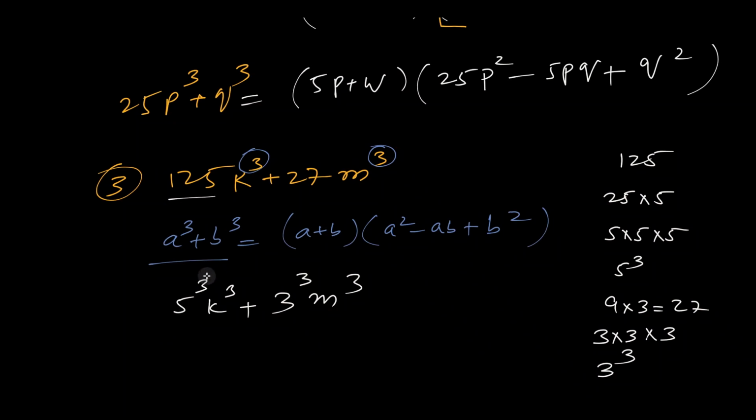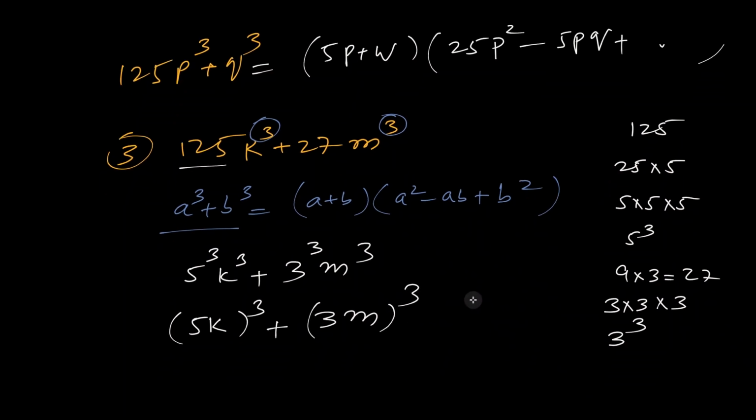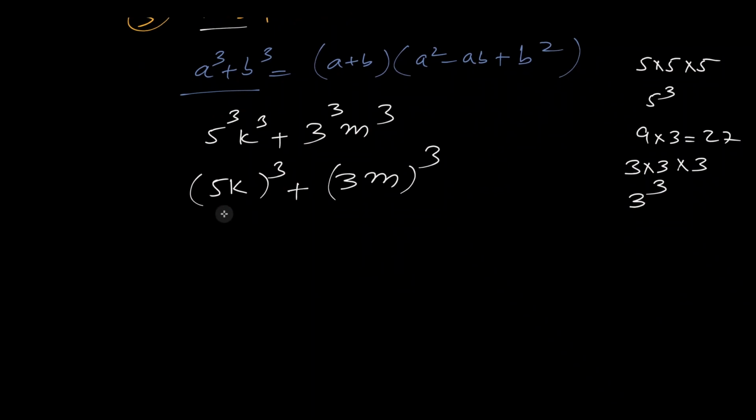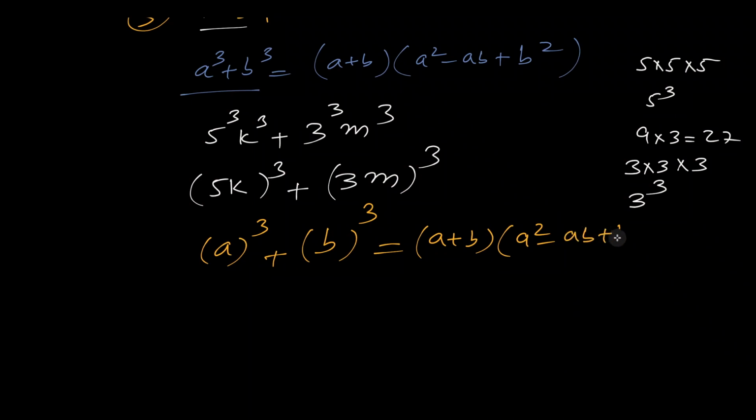Now instead of writing 5 cube and k cube, we can say 5k whole cube. This is the same as applying the cube on individual variables like 5 and k. In the same way we'll say 3m whole cube. Now this is exactly in the format of a cube plus b cube. We'll write the formula for a cube plus b cube equals a plus b, a square minus ab plus b square.